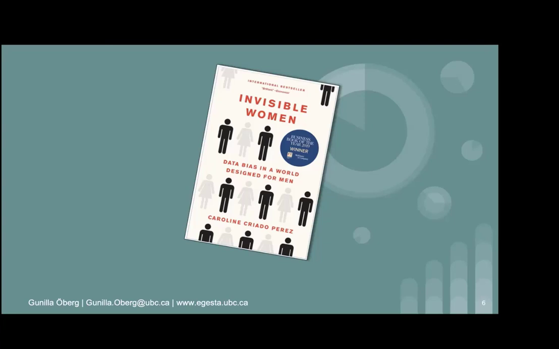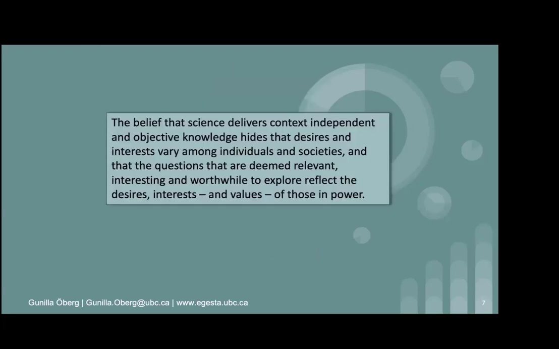So I want to emphasize with these examples that the belief in context-independent, objective science does not only risk producing biased or flawed studies, it actually risks producing dangerous science. Research that is harmful to some, but brings benefits to others. And the belief that science delivers context-independent and objective knowledge hides that desires and interests vary among individuals and societies, and that the questions deemed relevant, interesting, and worthwhile to explore reflect the desires, interests, and values of those in power.